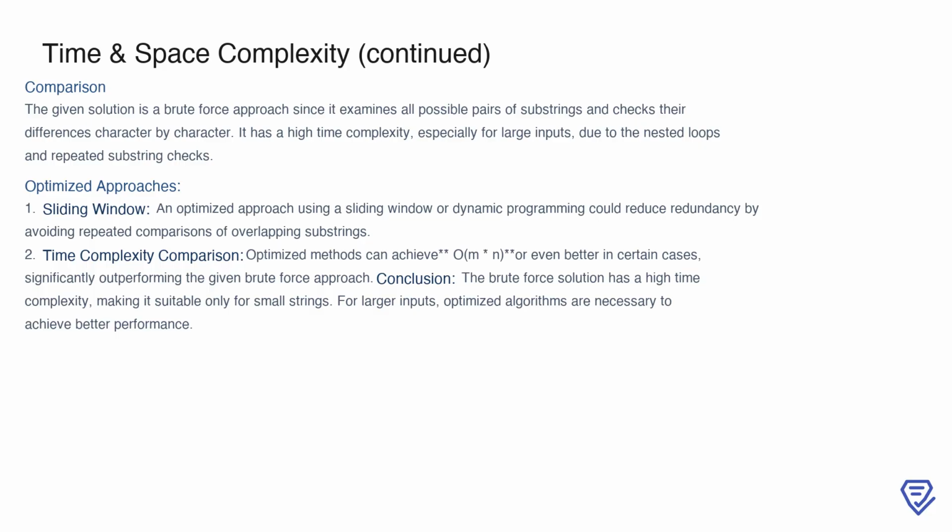To improve efficiency, optimized approaches such as sliding window techniques or dynamic programming can be utilized. These methods aim to reduce redundancy by reusing results from overlapping substring comparisons. Optimized algorithms can achieve a time complexity of O(m*n), or even better under certain conditions, significantly outperforming the brute force approach.